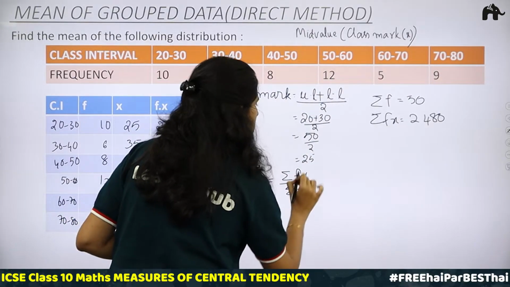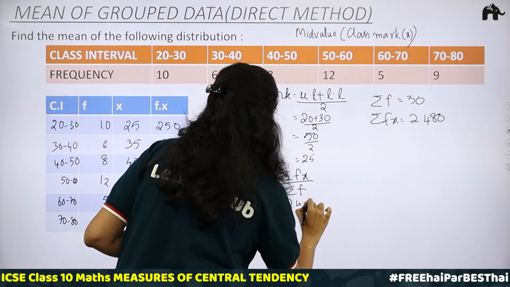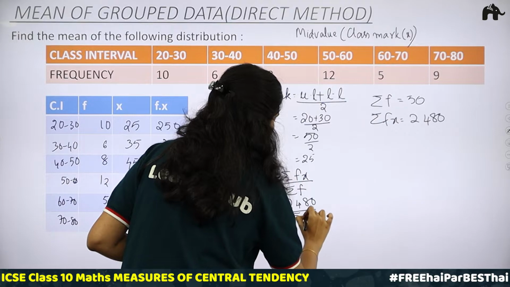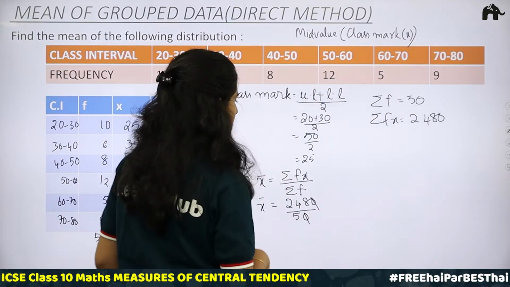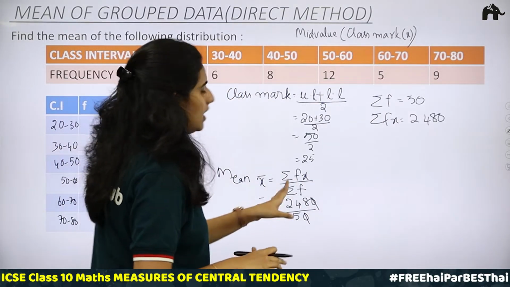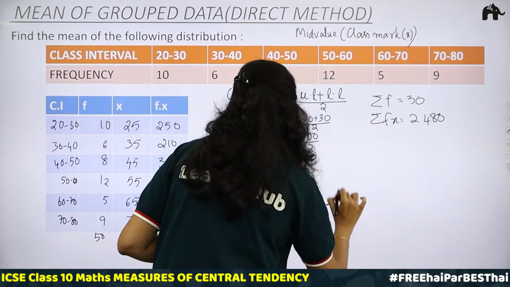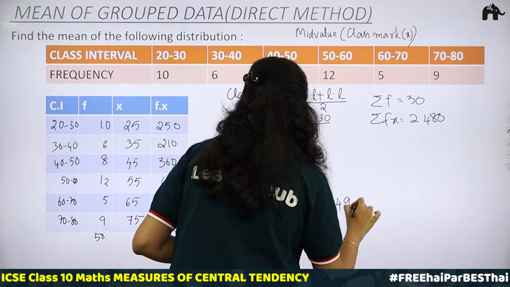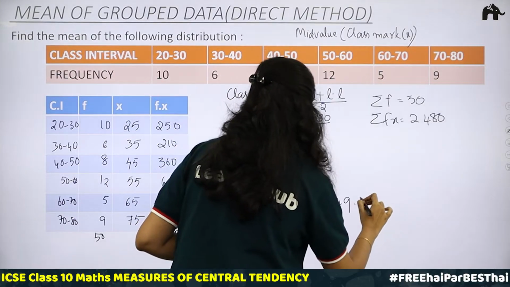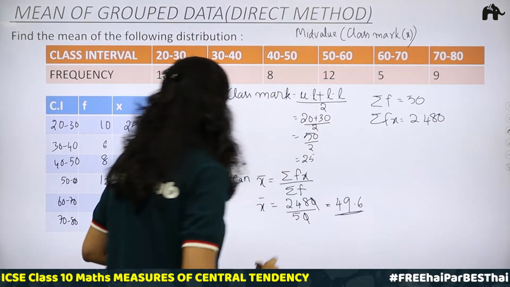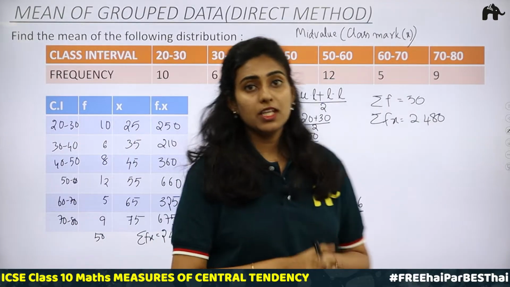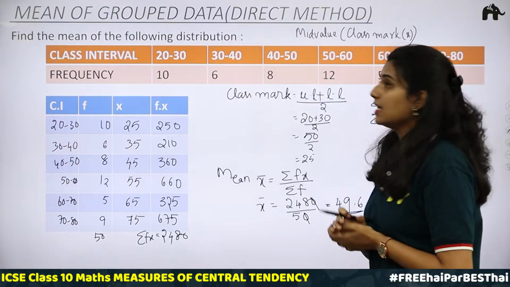Now, what is the mean? Mean will be equal to sigma fx, 2480, divided by sigma f, which is 50. Zeros can be cancelled. 248 divided by 5 is equal to 49.6. So 49.6 is your answer. This is how to find the mean of grouped data using the direct method.